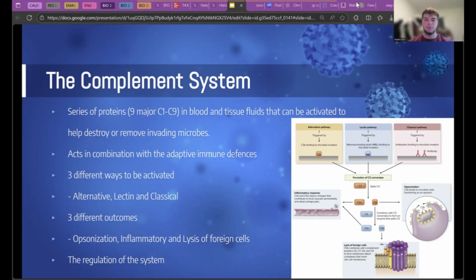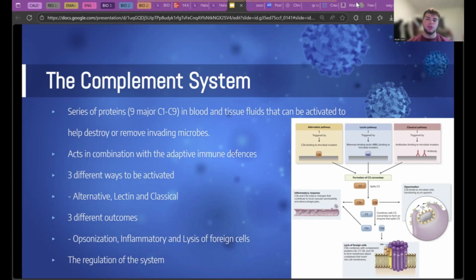This system consists of many different proteins, with 9 of them being considered the major proteins that can split into fragments of the main protein. An example of this is the C3 protein that splits into C3a and C3b. This system works on adaptive immune deficient defenses, as they have specialized functions that help them remove and destroy the invader bacteria. The complement system is activated in 3 different ways.